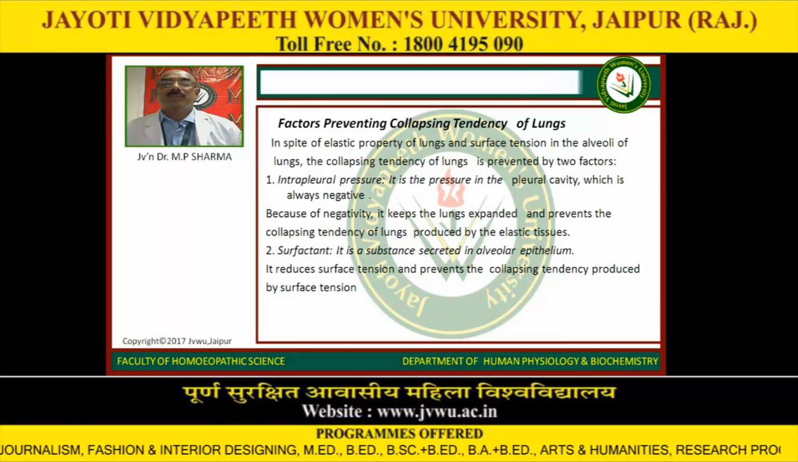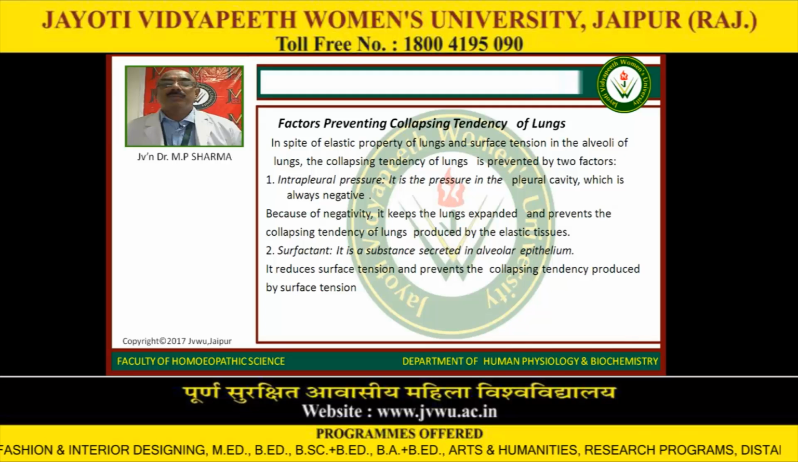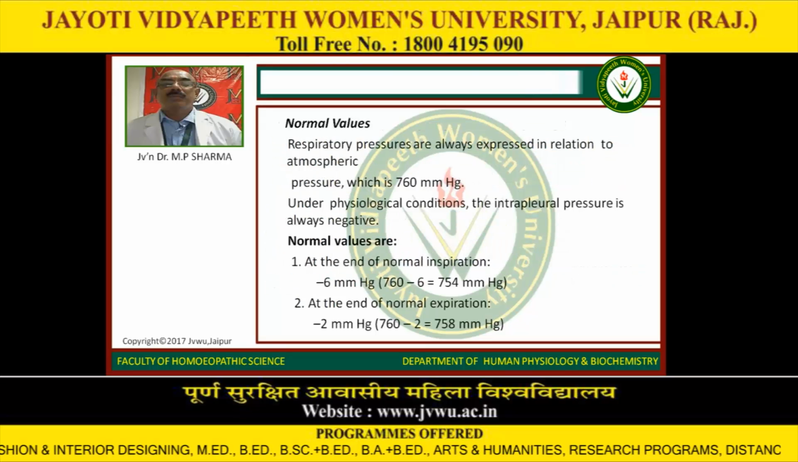Number 1, intrapleural pressure. It is the pressure in the pleural cavity, which is always negative, and because of the negativity, it keeps the lungs expanded and prevents the collapsing tendency of the lungs produced by the elastic tissue. Number 2, surfactant. It is a substance secreted by the alveolar epithelium, and it reduces surface tension and prevents the collapsing tendency produced by the surface tension.